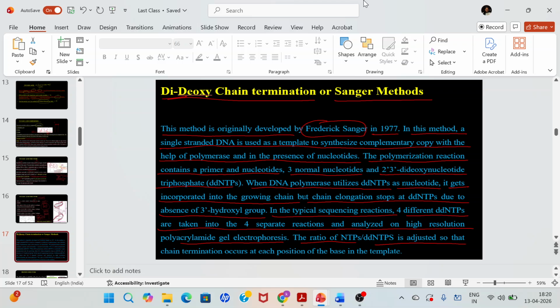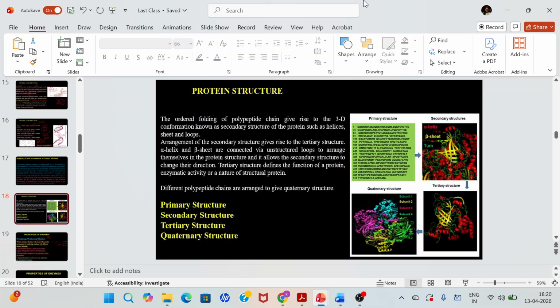because if the dideoxynucleotide enters in the place of the deoxynucleotide, then it won't be able to form the phosphodiester bond with the next nucleotide, so the chain will terminate there and then only. So that is how the Sanger method works. Next, we learnt about the protein structures in this lecture.